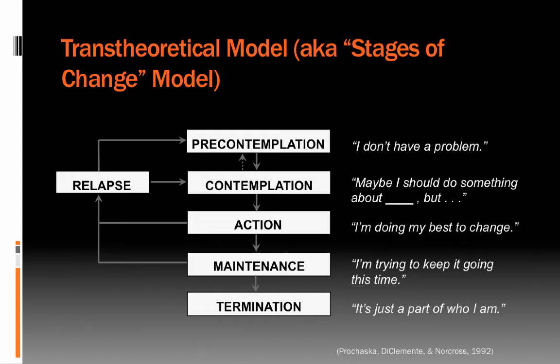The next stage is what we call contemplation. People in contemplation typically are ambivalent about the behavior change. On the one hand, they understand that they probably could benefit from some change and it might be necessary. But on the other hand, they realize it might be difficult, not the highest priority right now, maybe something they'll procrastinate and put off till the future. So these are people who feel kind of two ways about it. Maybe I should do something about it, but not right now. That's folks in contemplation. People then may move into the stage of action.